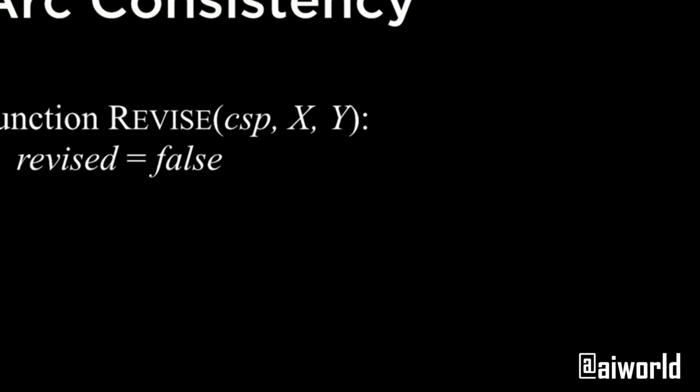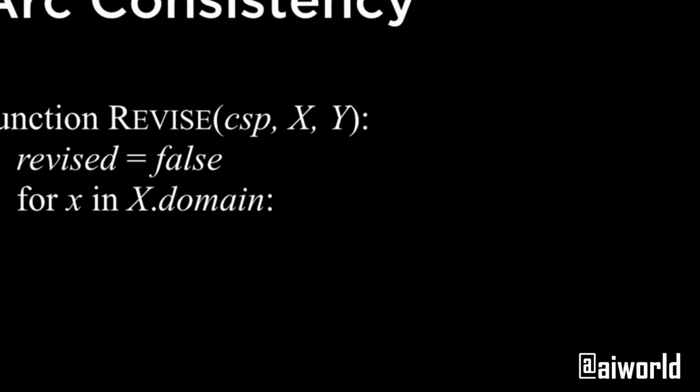How does this work? Well, we'll first keep track of whether or not we've made a revision. Revise is ultimately going to return true or false. It'll return true in the event that we did make a revision to X's domain. It'll return false if we didn't make any change to X's domain. And we'll see in a moment why that's going to be helpful. But we start by saying revised equals false. We haven't made any changes.